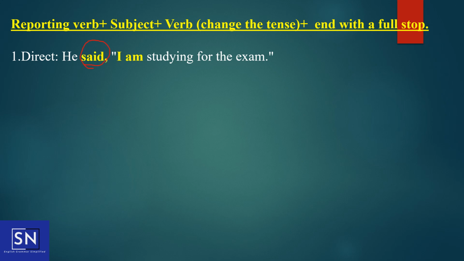So now, for declarative sentences, the reporting verb is what? Said or told. So, he said. So, reporting verb said. Then you should use the conjunction that. So, use the conjunction that after the reporting verb, which means he said that. Then adjust the pronouns. Here I will change to he. Right? I will change to he.